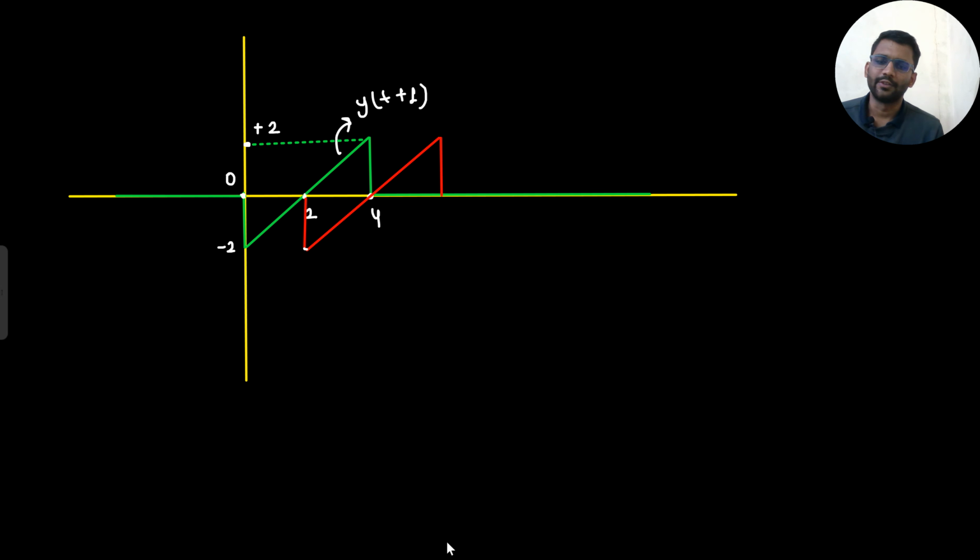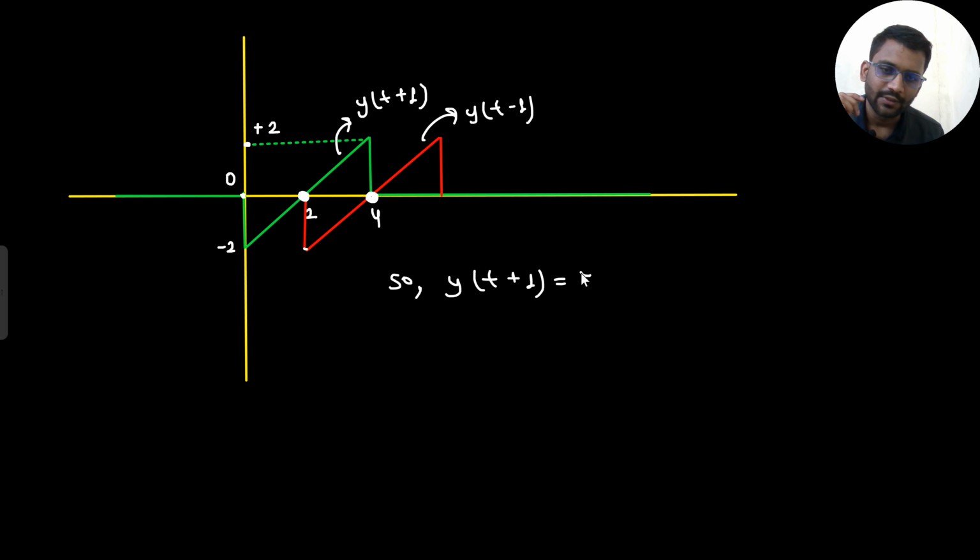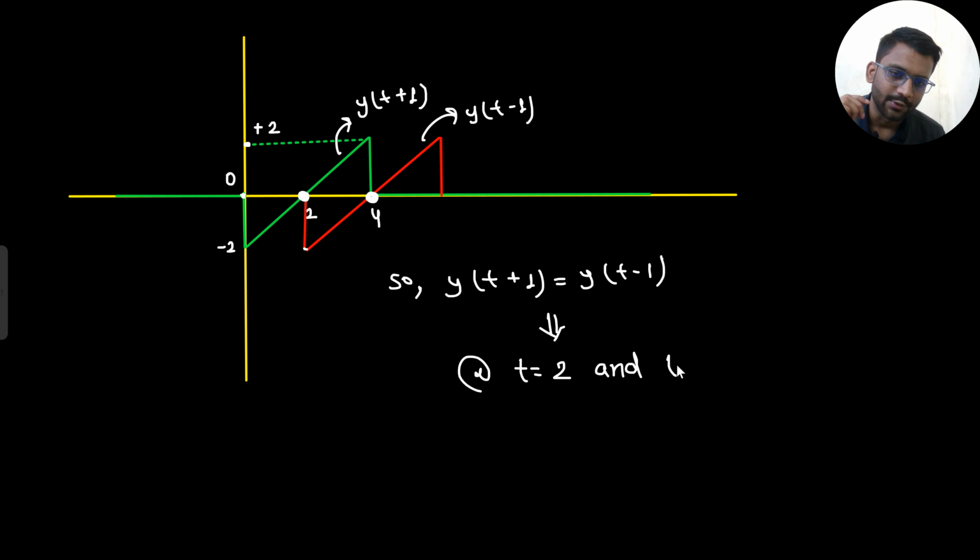Right, so this value is minus 2 only. Now tell me at what point the graph is cutting? At 2 and at 4. This is y of t minus 1. So y of t plus 1 is equal to y of t minus 1 at t equals 2 and at t equals 4. So both of the graphs are equal at t equals 2 and t equals 4.